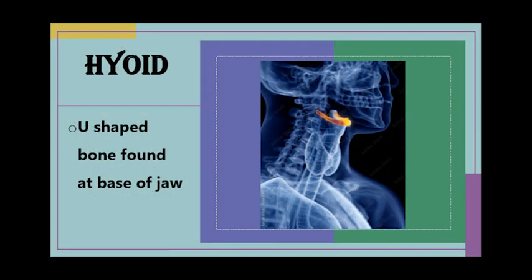Coming to hyoid, there is one hyoid. It is a U-shaped bone found at the base of the jaw. It is a point of attachment for muscles and ligaments in the neck.